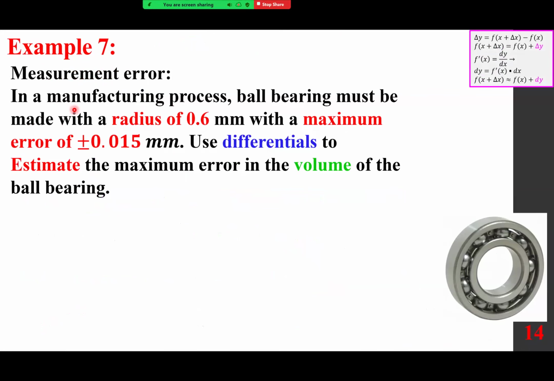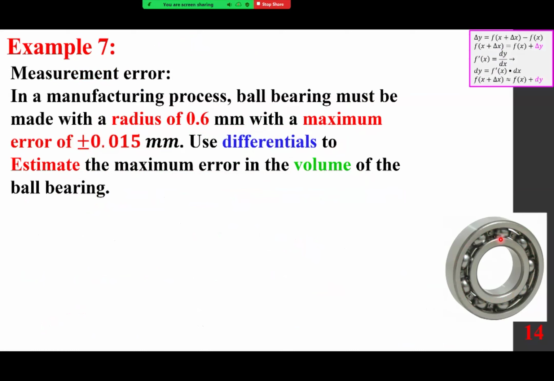Measurement error in a manufacturing process: a ball bearing must be made with a radius of 0.6 millimeters with a maximum error of plus or minus 0.015 millimeters. Use differentials to estimate the maximum error in the volume of the ball bearing. As you can see in between, those are ball bearings.